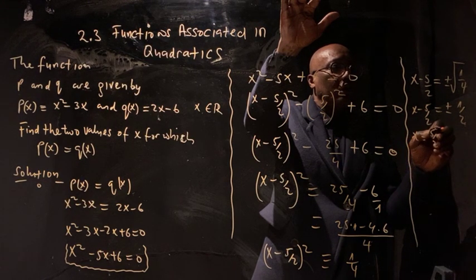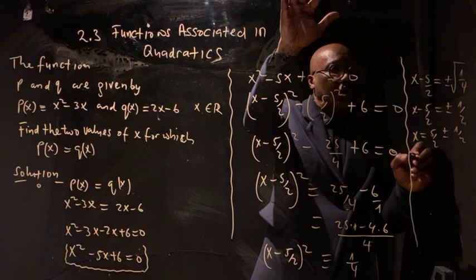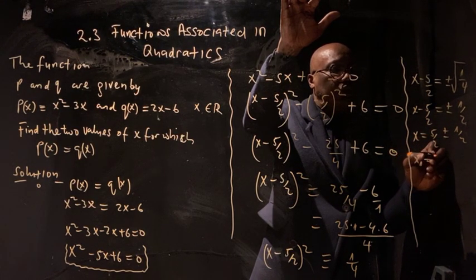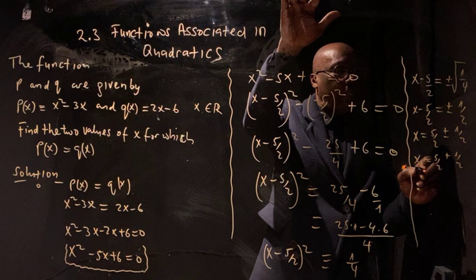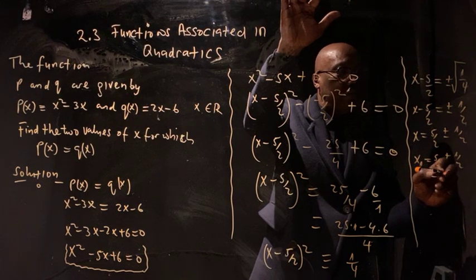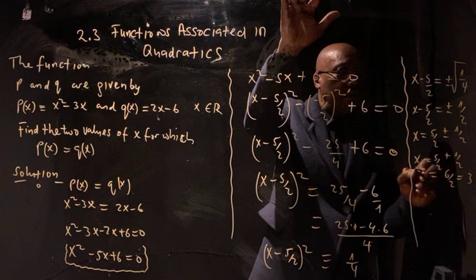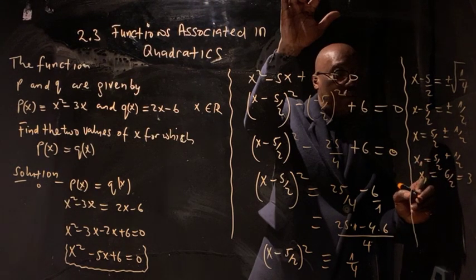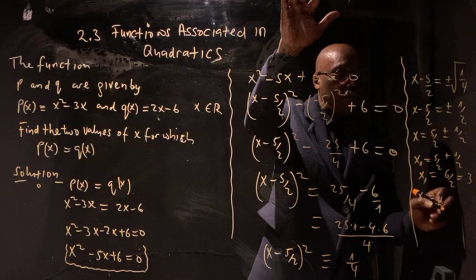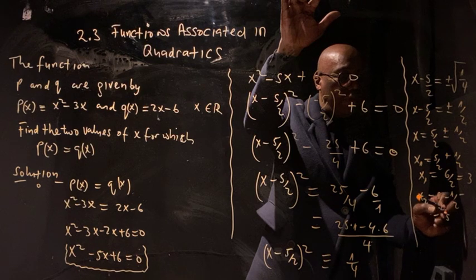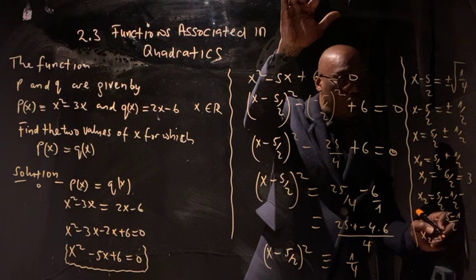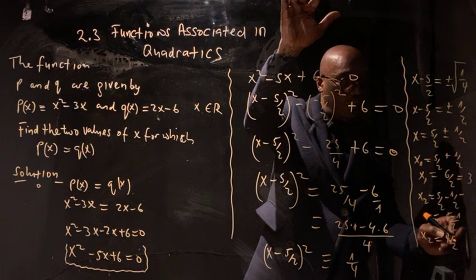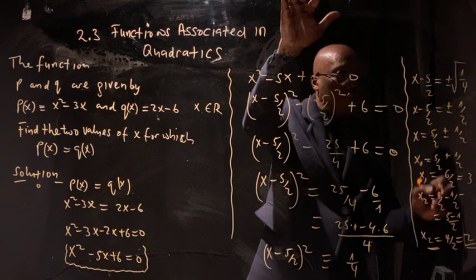5 over 2 plus or minus half, which indicates that x1 equals 5 over 2 plus 1 over 2, which is no different from 6 over 2 equals 3, x1. And the second, x2, is equal to 5 over 2 minus 1 over 2, which is no different from 5 minus 1 over 2, which implies that x2 is equal to 4 over 2 equals 2. Good.